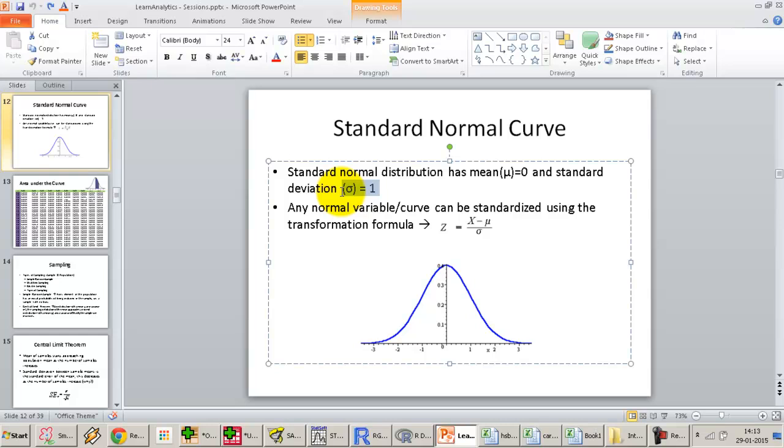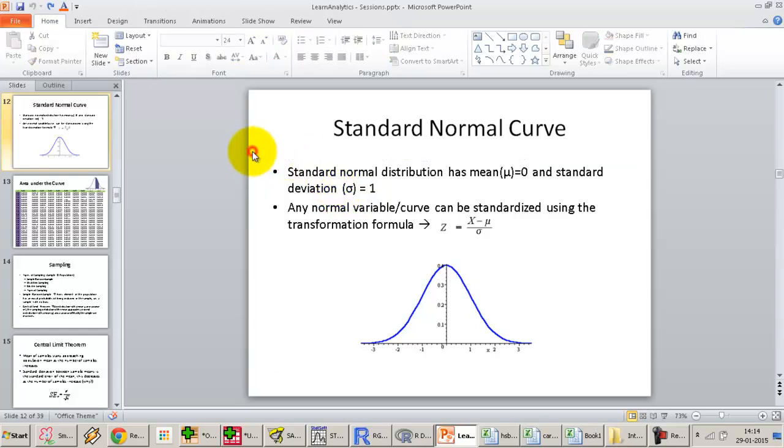Now any particular variable can be converted into a standard normal variable by a process called standardization. The standardization formula is very simple. We take each observation, subtract the mean from it, and divide it by the standard deviation of the variable.